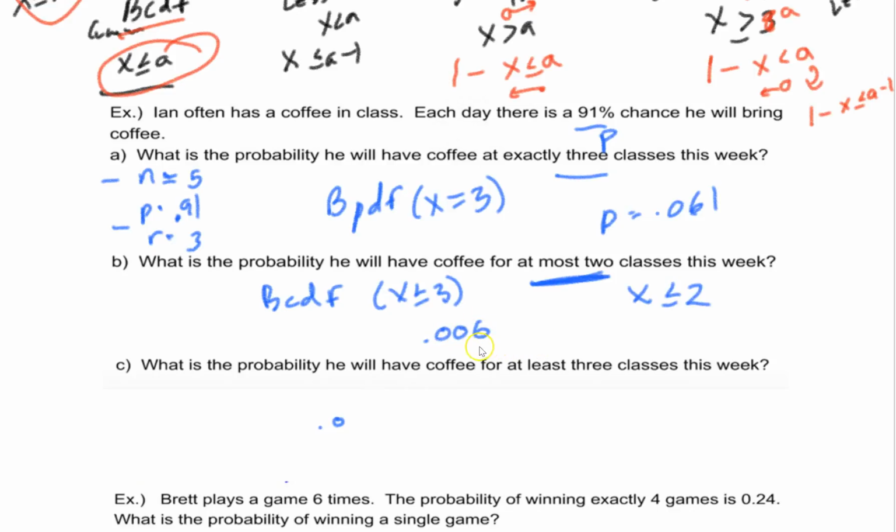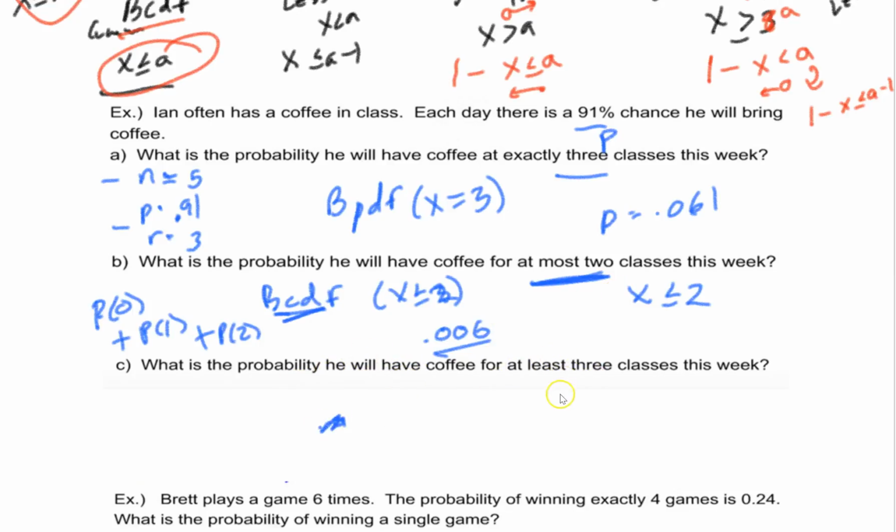So I get 0.006. Again, if you want to know what that's doing, it's adding the probability of getting 0 coffee plus probability of getting 1 coffee plus probability of getting coffee twice a week. That's what cumulative frequency is. You're adding 0 plus 1 plus 2. 0 days a week, 1 day a week plus 2 days a week. All encompassed by this binomial CDF. I get that answer. What's the probability he'll have coffee for at least 3 classes a week?